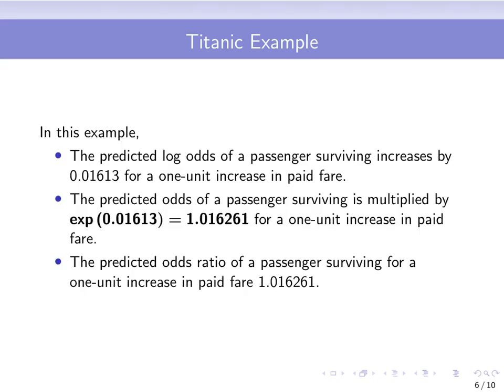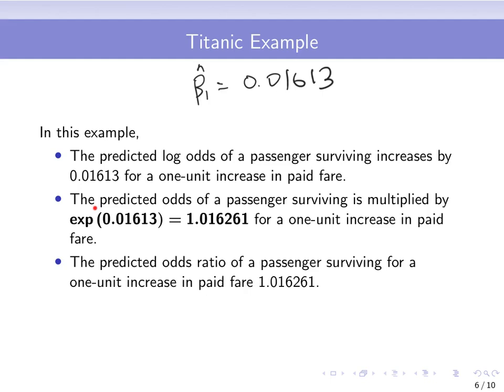Now, if you want to interpret the coefficient, the slope, beta 1 hat, was 0.01613. So this tells us the difference in the predicted log odds. For a 1 unit increase in the paid fare, the predicted log odds of a passenger surviving increases by 0.016, the value of the slope, for a 1 unit increase in paid fare. So this is in terms of log odds.